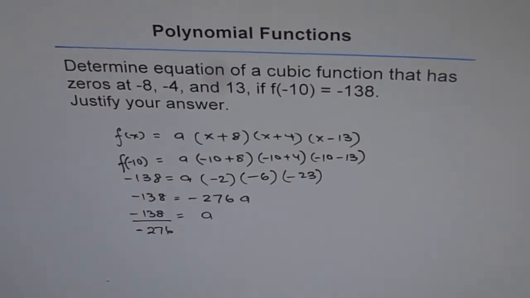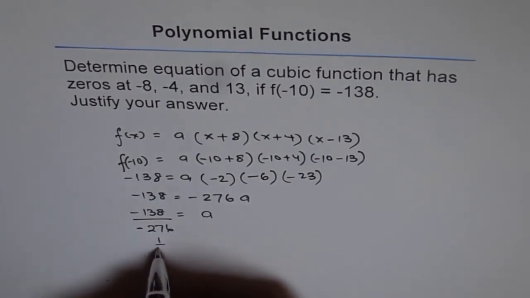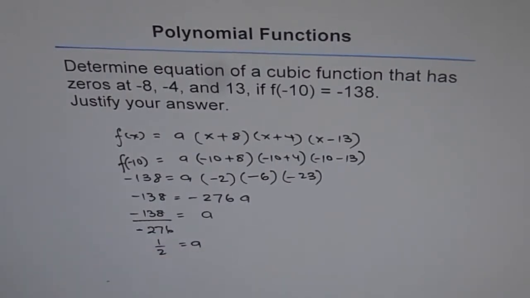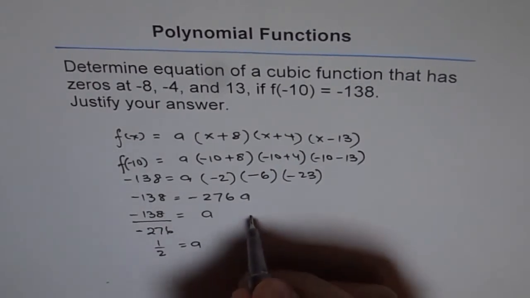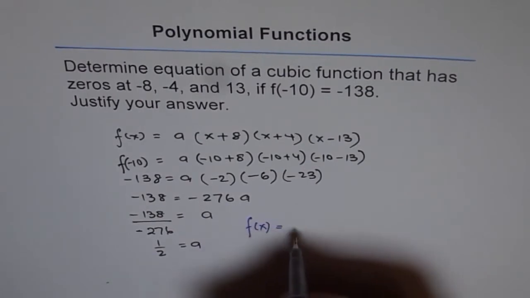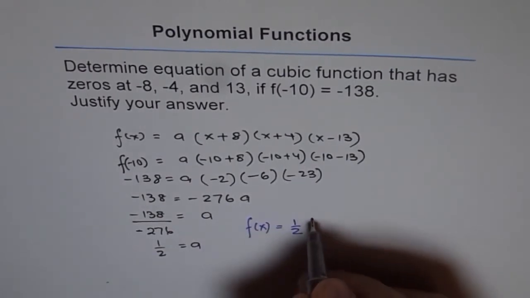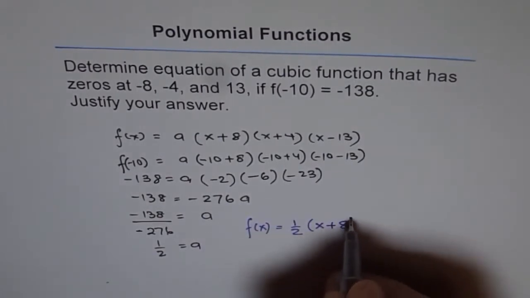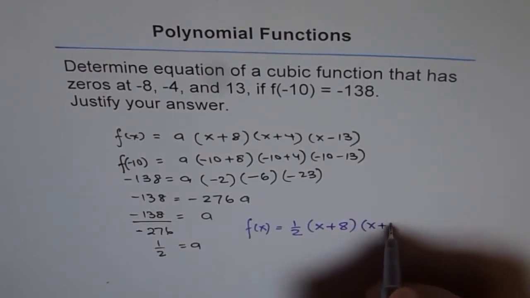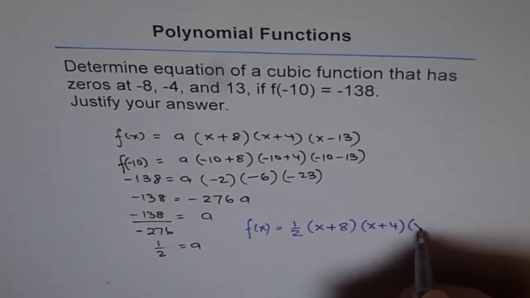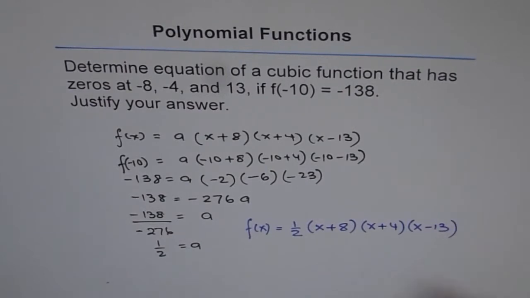half, right? So we can write from here that since a is half, the function is f of x equals half, that's the value of a, times (x plus 8), (x plus 4), and (x minus 13), right? How do you justify the answer?